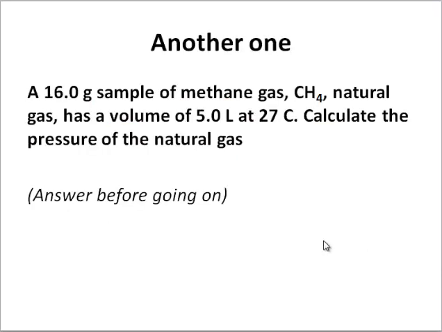Alright, you try this. A 16-gram sample of methane has a volume of 5 liters at 27 Celsius. Calculate the pressure of methane, which is also natural gas, the stuff we use to heat our houses, or sometimes some of us use this to heat our homes. Calculate the answer before moving on in the presentation.